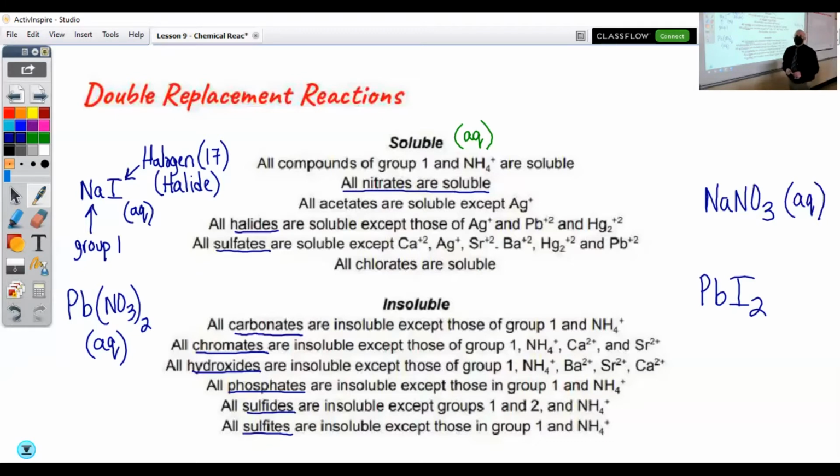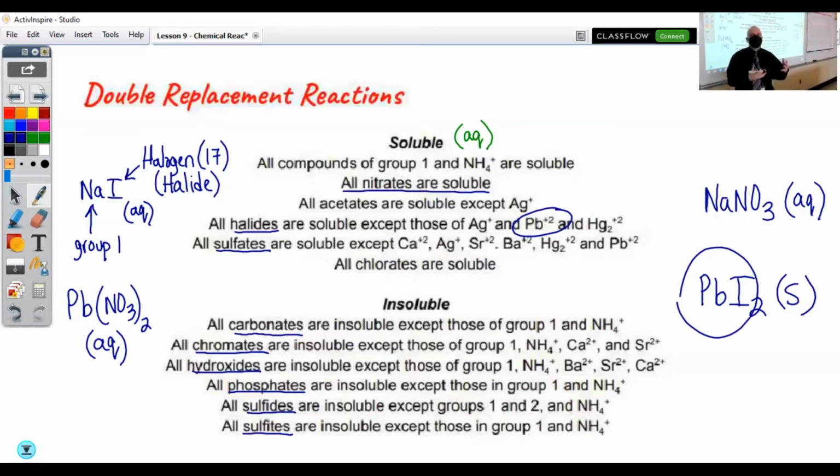Now, let's look at the rule for iodine, which is actually a halide because it's found in group 17. So the rule for halides says all halides are soluble, meaning we would write AQ, except when paired with silver, lead-2. Well, that's a problem because that's what we have here. We have lead-2. So this exception causes the formation of a precipitate, and that's why we write the little S for solid next to our formula for lead-2 iodide.